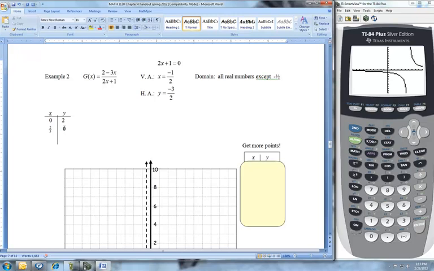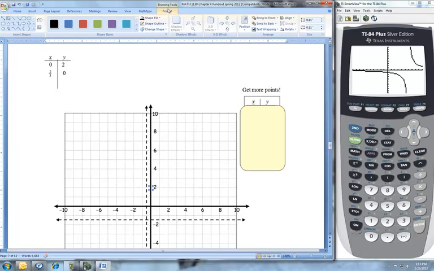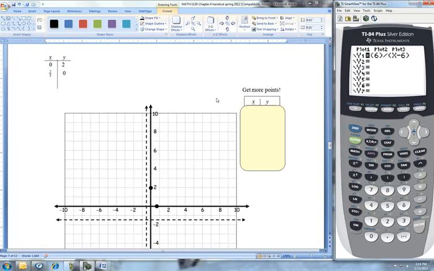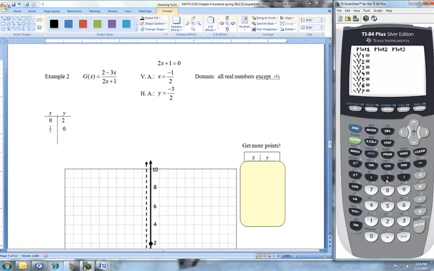Go solve that and see if you end up with what I do. Okay, so those would be 2 points I could go ahead and put on my graph. So I've got 0, 2, and let's see if I can find my 2/3, 0. Okay. But I need more points. I have an idea here that this one's going to be coming down this way. So let me go back to y equals, and I can't see that. So I've got 2 minus 3x divided by 2x plus 1.